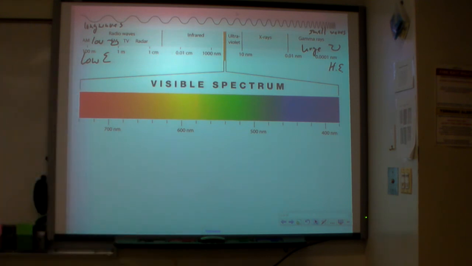Visible spectrum. And I know that just seems obvious, but the visible spectrum is the only part that we have the ability to actually perceive when it comes to our eyesight.